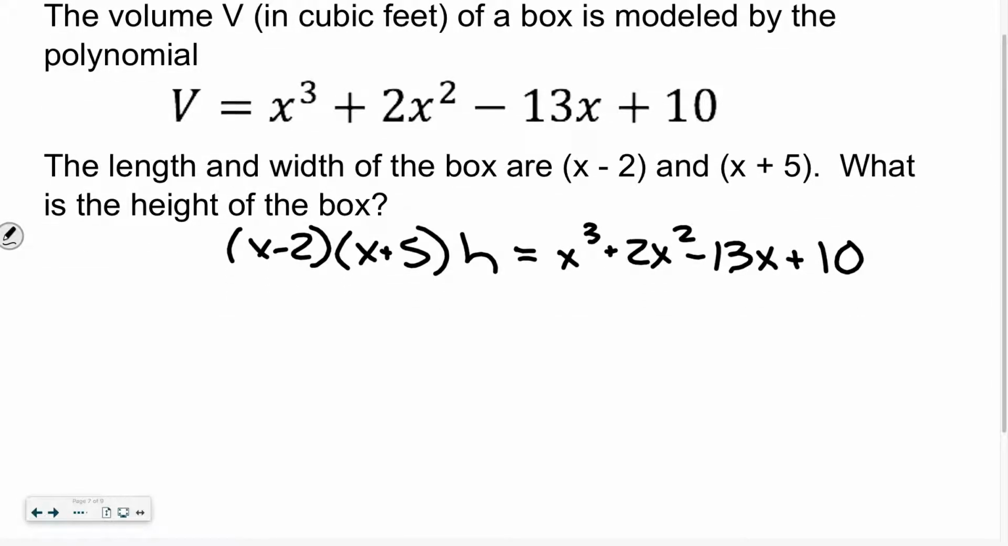How would you solve for height then? You would multiply x minus 2 and x plus 5. You would FOIL it out, and then you would divide that from the volume. Okay, you could do it that way. So if you multiply x minus 2 times x plus 5, what are you going to get? Something that is long. It's going to be a trinomial. It's going to be a quadratic, right? And if you then divide both sides by that quadratic, what type of division will you have to use? Is it long?